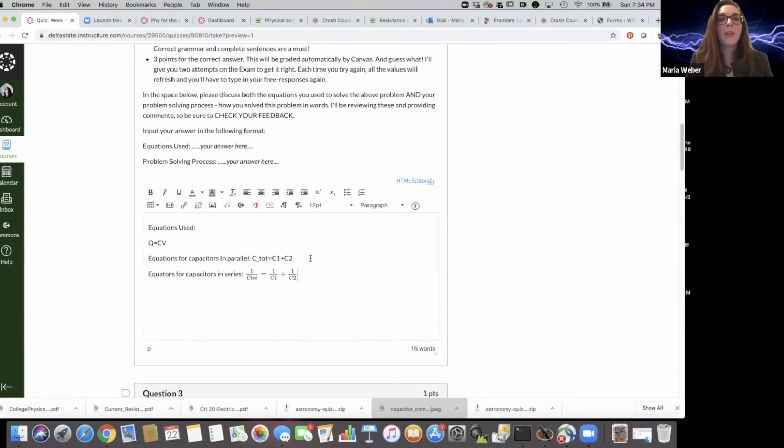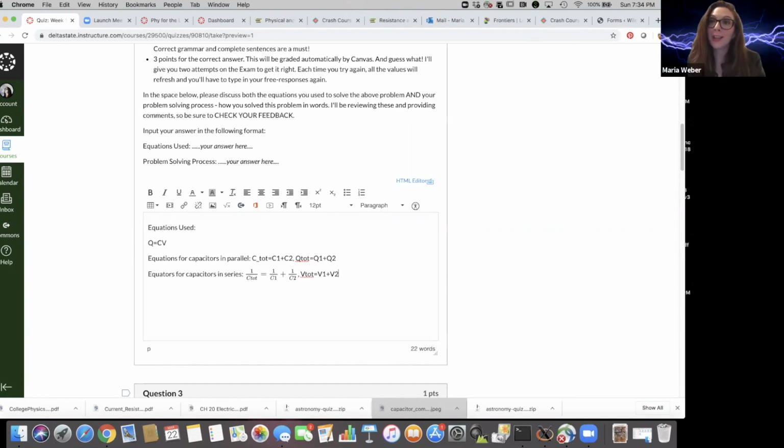Let's see, what other equations did I need to use? For capacitors in parallel, I needed to know that Q total, the total charge for capacitors in parallel, is the sum Q1 plus Q2. That was it for that one. And then for capacitors in series, another equation I needed to know is that the total voltage on capacitors in series is equal to the sum of their voltages. So I could say that, okay? So I think that's it for the equations that I needed to solve this problem.